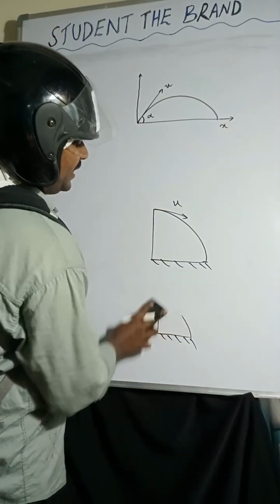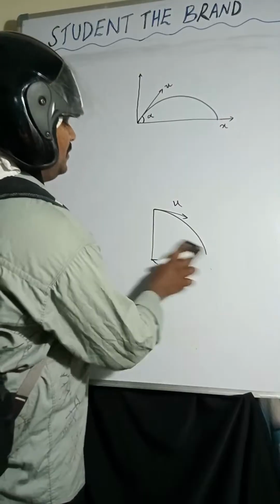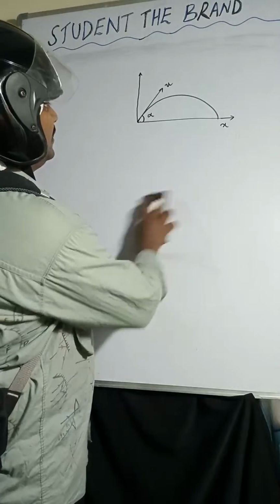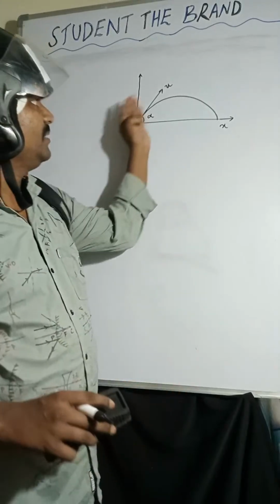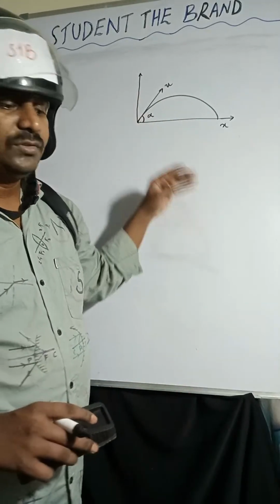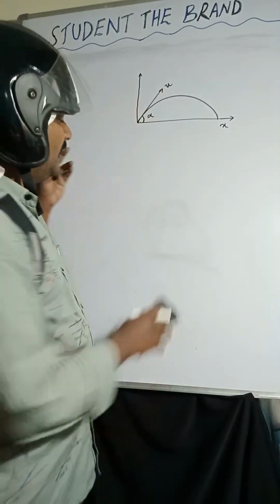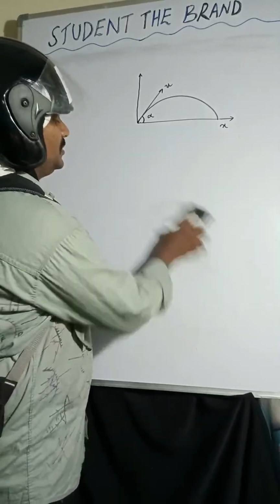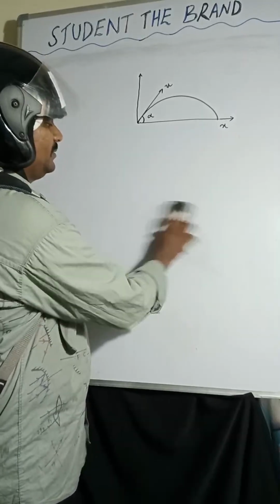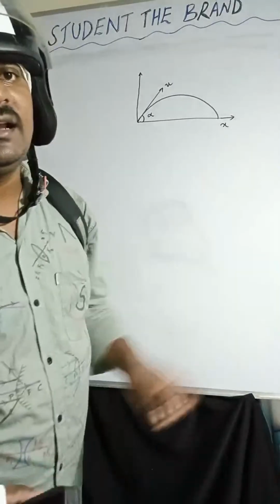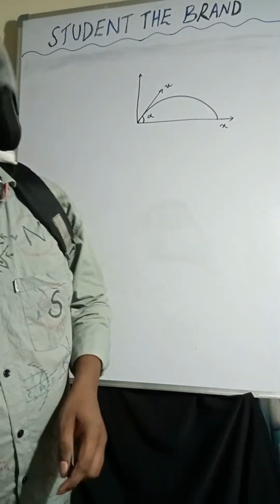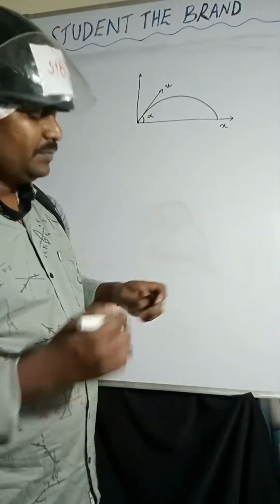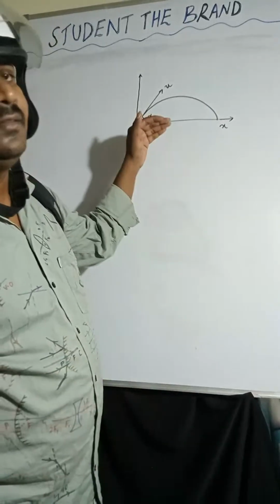And an inclined plane also, if you are taking an inclined plane, today we'll discuss only the object making a certain angle with the ground. We will discuss only this one. Later we will discuss projectile motion on an inclined plane. As of now, the object is thrown with a certain angle with the ground.